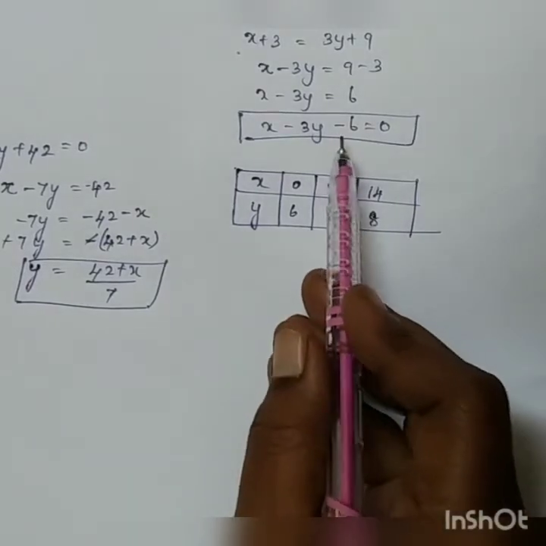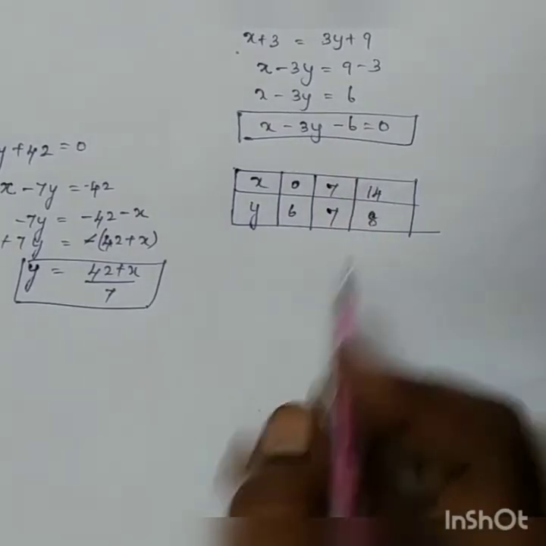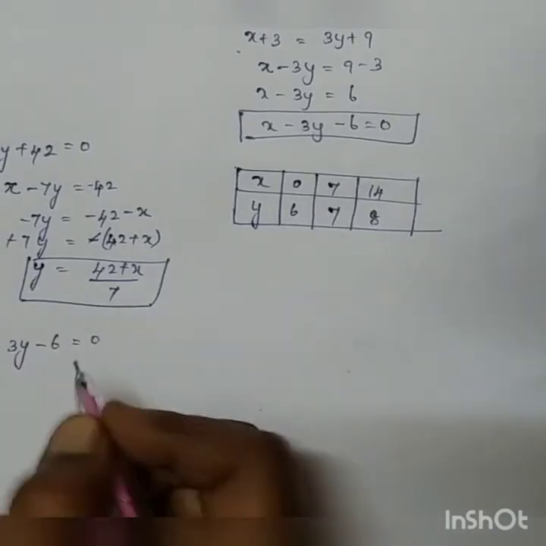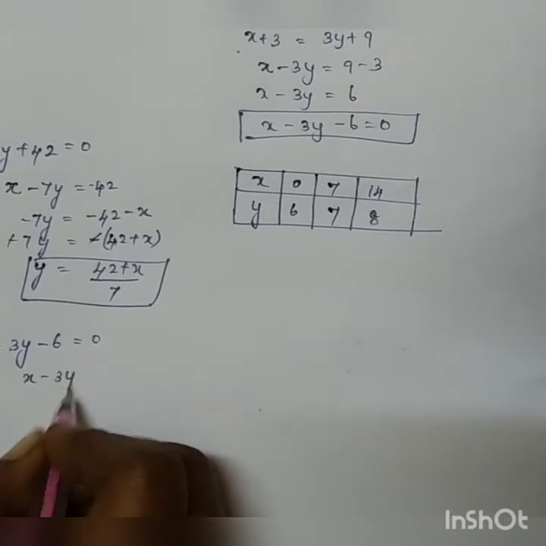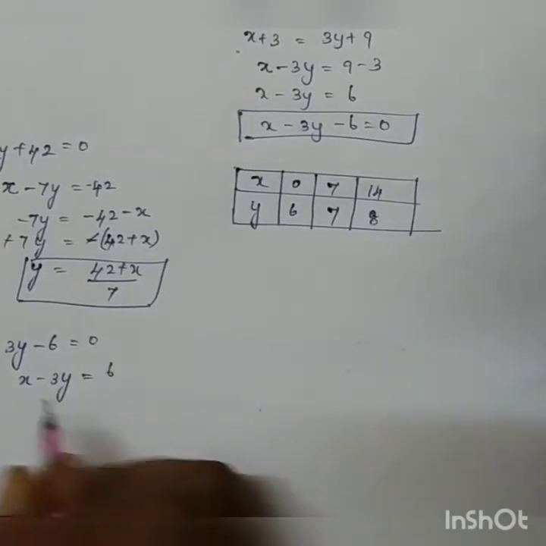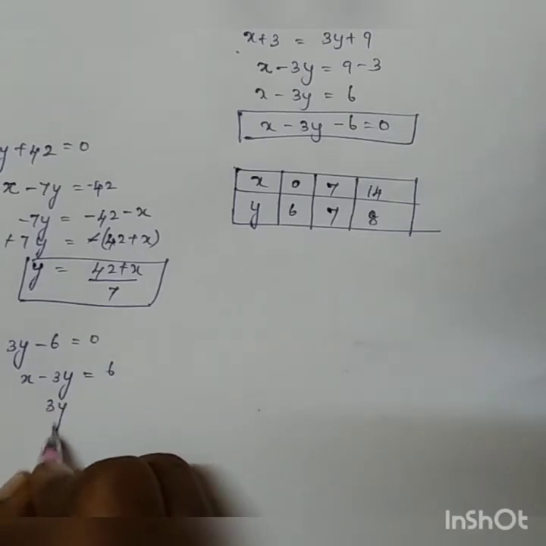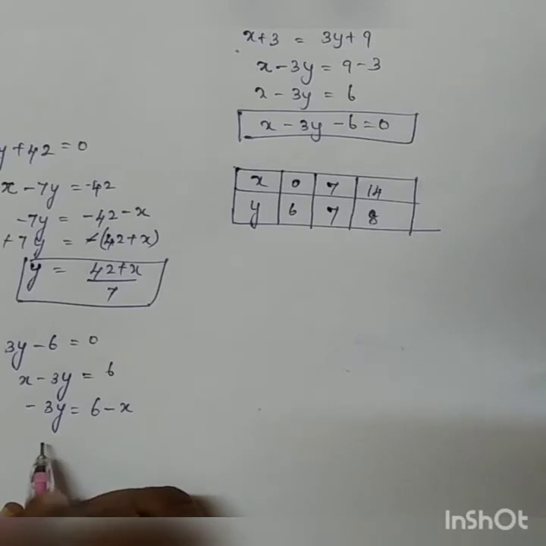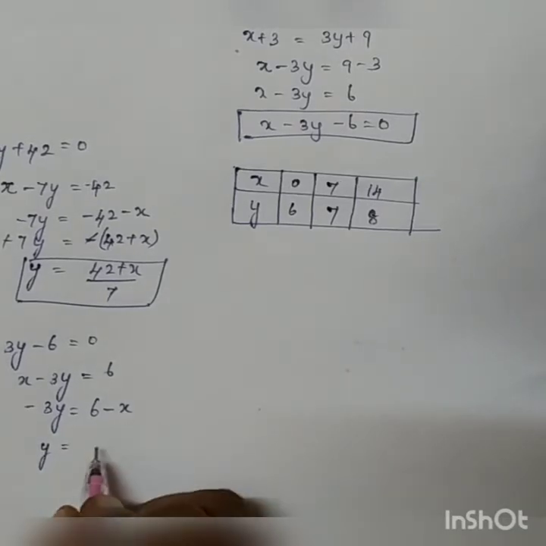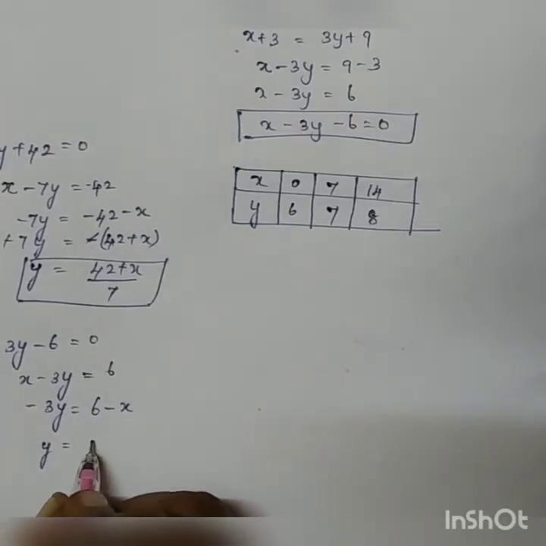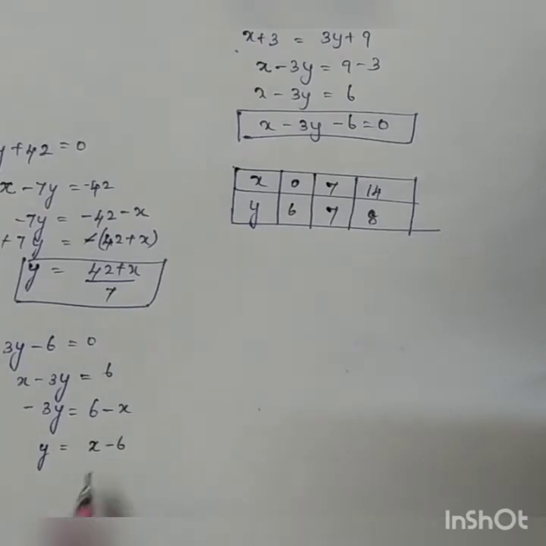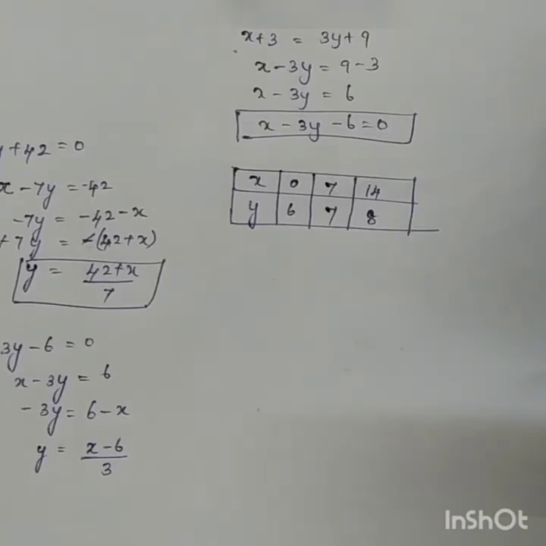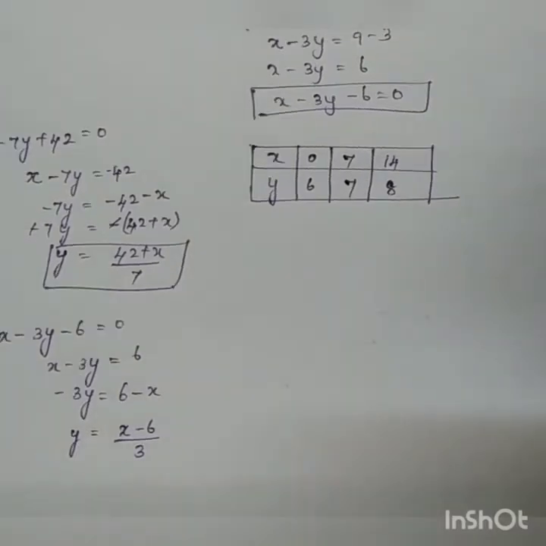Now let us take the second equation, and we can find the x and y values in the same way. So x minus 3y minus 6 equal to 0, so x minus 3y equal to 6. Take x to the other side, so 3y is equal to 6 minus x, with the minus sign. So y is equal to (x minus 6) divided by 3. Now we have to give the values for x and find the values for y.